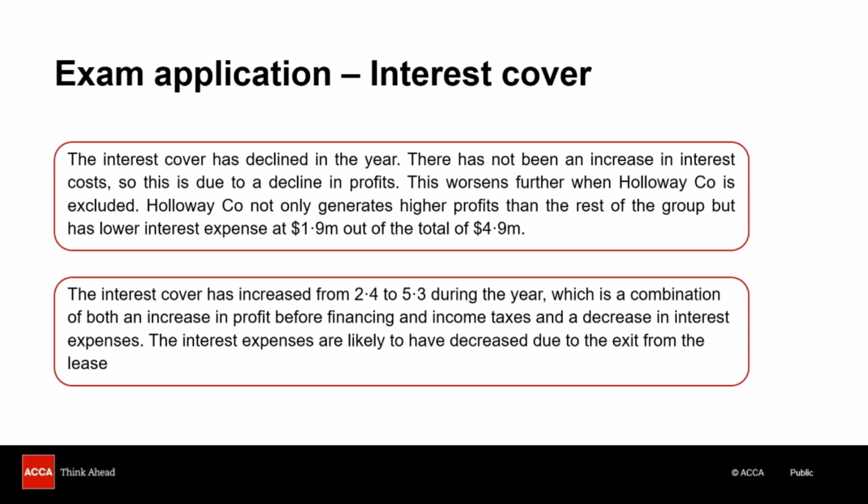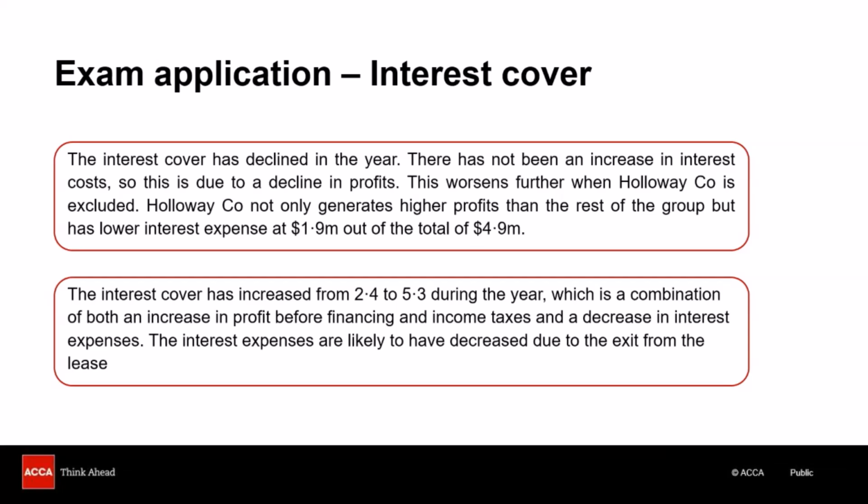It says that there has not been an increase in interest costs. So this means that the denominator was the same, which means that a decrease can only happen due to a decline in the numerator, which is mentioned. So this is due to a decline in profits. Now this is something which is very specific to the scenario.